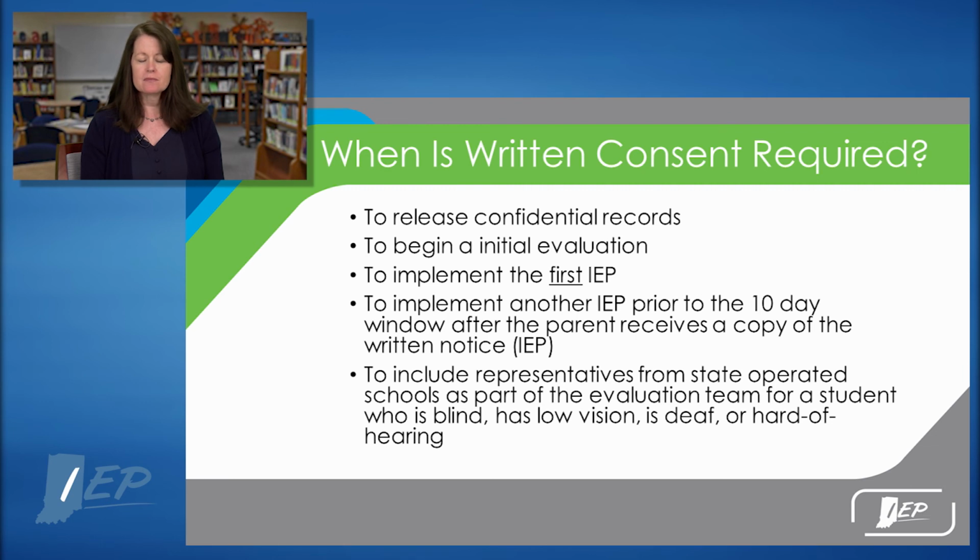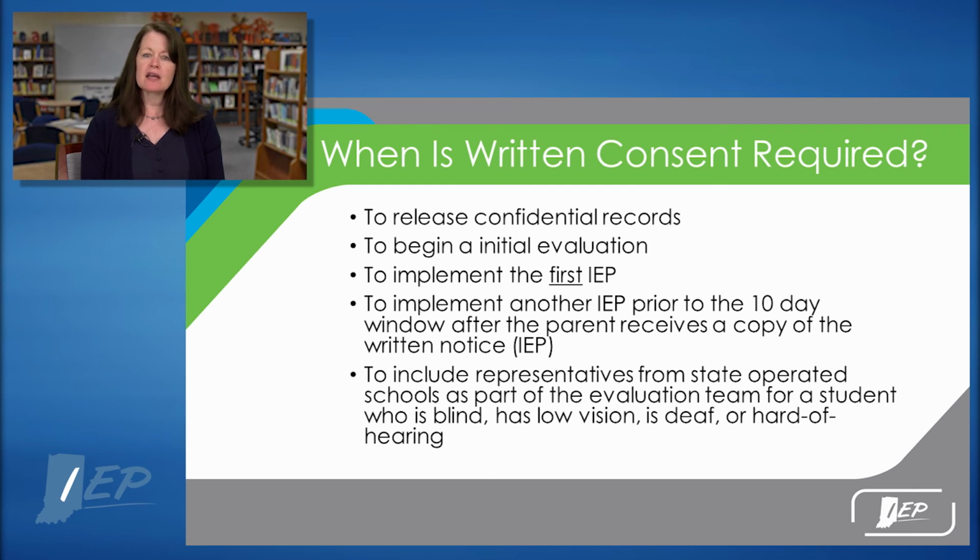But if we're releasing to someone outside of that scope, we have to have written consent in order to make that happen. We also have to have informed written consent anytime we're beginning an initial evaluation. It's a little different with reevaluations, and we're going to talk about that in just a minute, but in order to actually start that first evaluation for a student who is not eligible for an IEP yet, we have to have informed written consent. So even if mom is telling me, yes, you have my permission, go ahead, get started, I can't until I have it in writing. We must have informed written consent and actual signature to implement a first IEP.